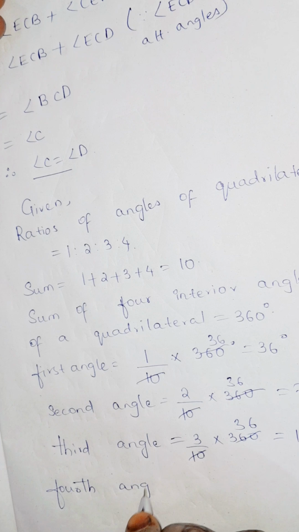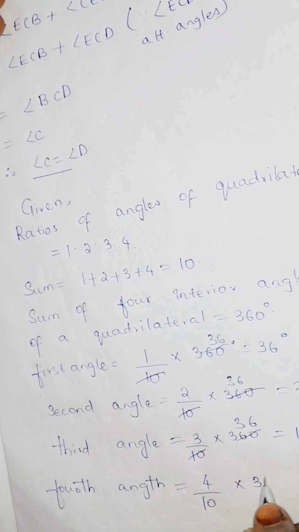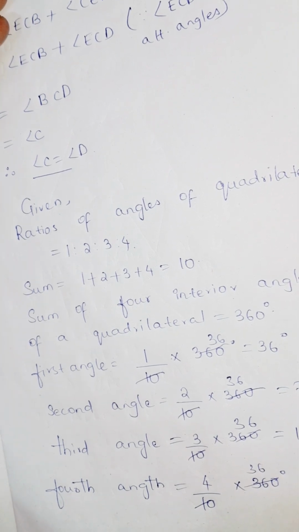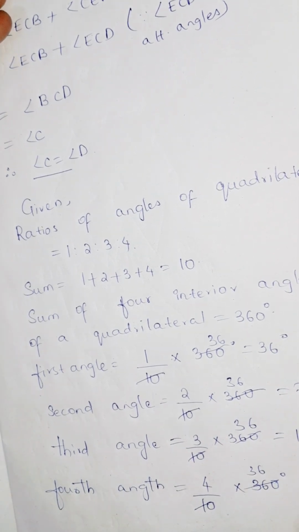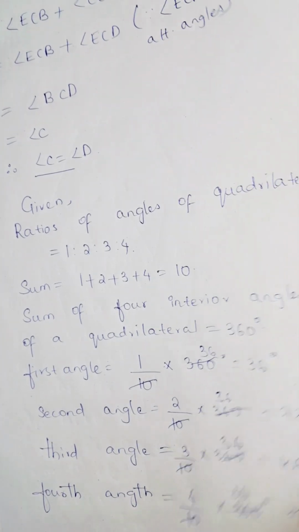What is the fourth angle? It's an easy one. 4 by the total number of parts, 10, into 360. 10 ones are 10, 36 are. 36 fours are how much? 144. So what are the angles? 36, 72, 108 and 144. Okay. By this we have done this question.